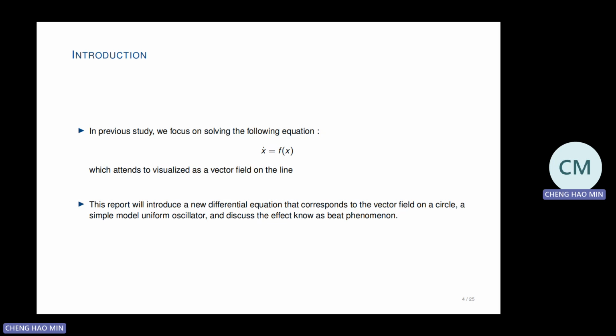So in previous study, we have been solving most of the dynamic system equations that look like x dot equals f(x), which tends to be visualized as a vector field on the line. But today we will introduce a new differential equation that corresponds to the vector field on a circle with radius 1 and explores a simple model known as the uniform oscillator, and discuss the effect known as the beat phenomenon.